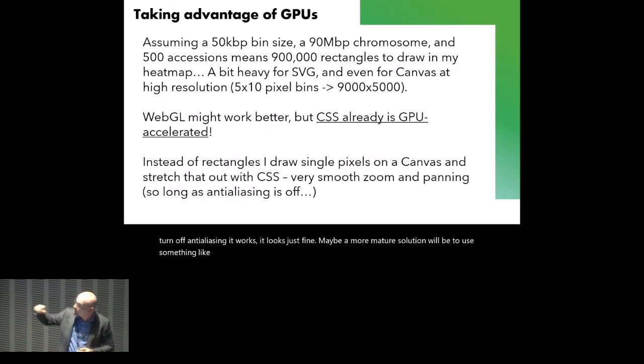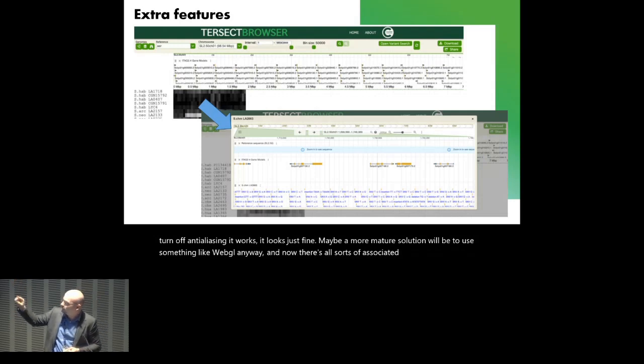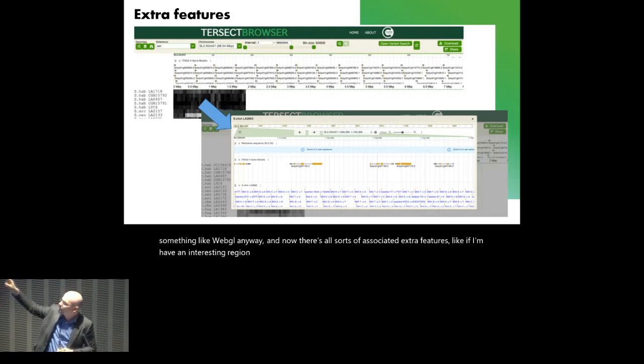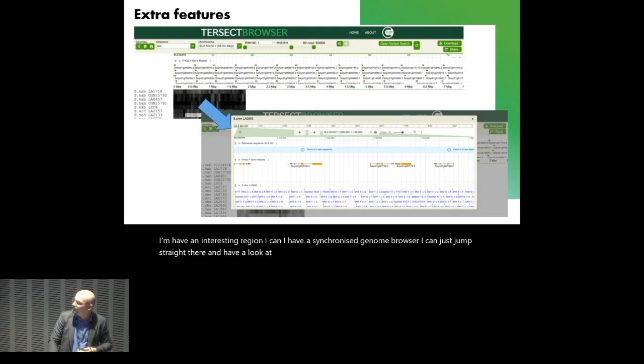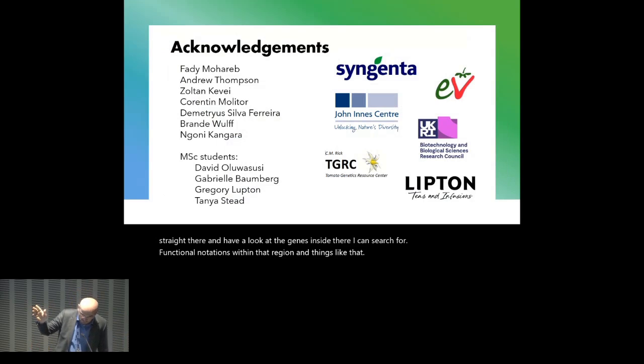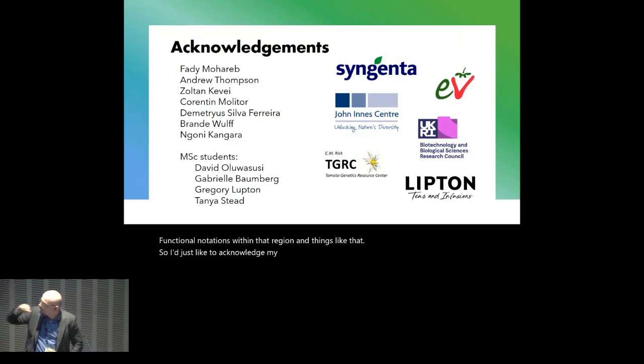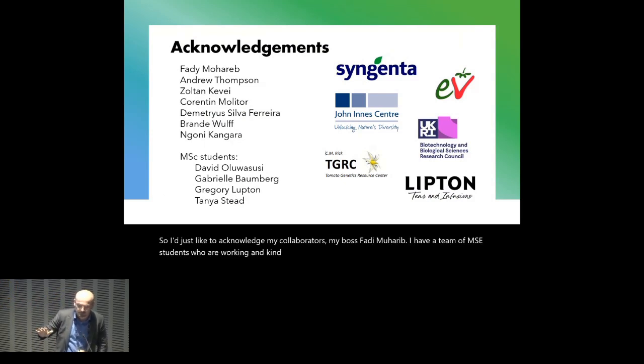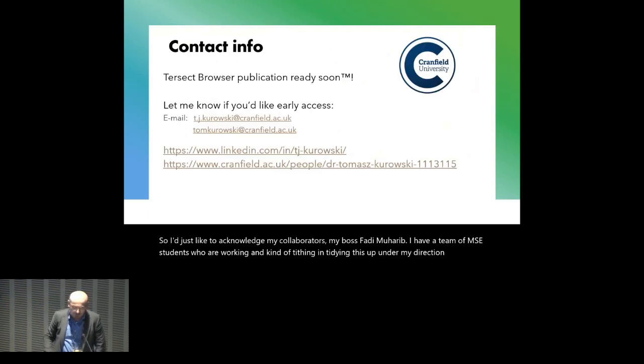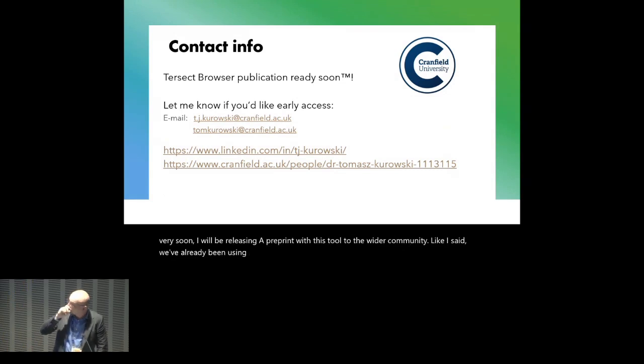Anyway, now there's all sorts of associated extra features, like if I have an interesting region, I have a synchronized genome browser, and I can just jump straight there and have a look at the genes inside there. I can search for functional annotations within that region and things like that. So I'd just like to acknowledge my collaborators, my boss, Fadi Mohareb. I now have a team of MSc students who are working on tidying this up under my direction. And very, very soon, I will be releasing a preprint with this tool to the wider community. Like I said, we've already been using this at Cranfield for a while.